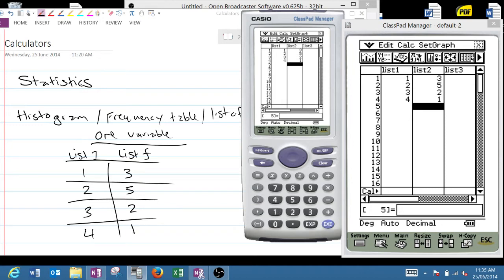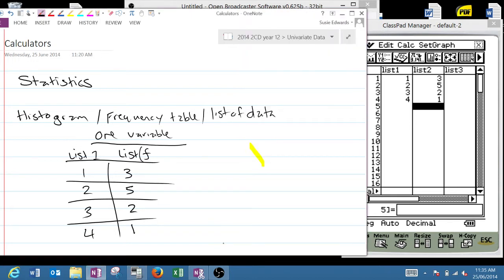Now in this situation, this is from a frequency table. What's list 2? In the table, what's list 2? List 2 is the frequency, okay? So we need to always remember that because we have to set that in our calculator. We have to say, we're just doing one variable and the frequency is in list 2. So we need to make sure we tell our calculator that.